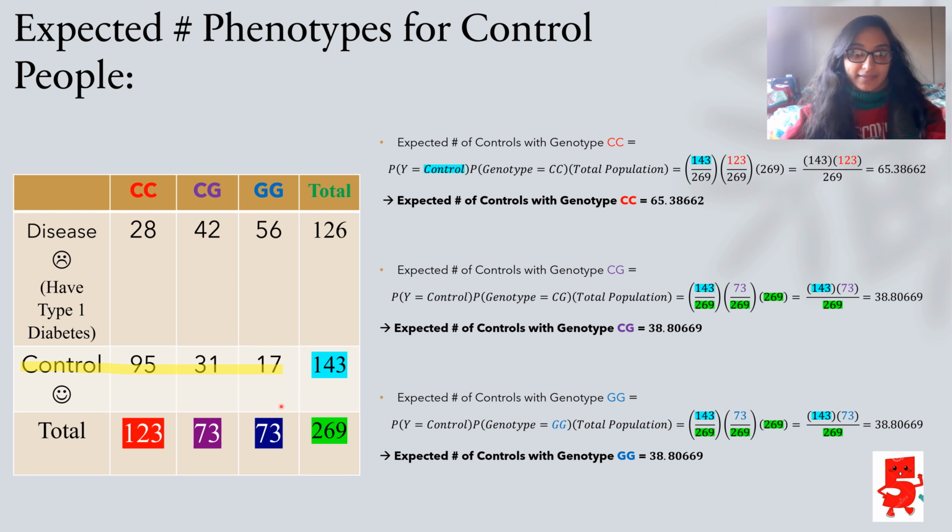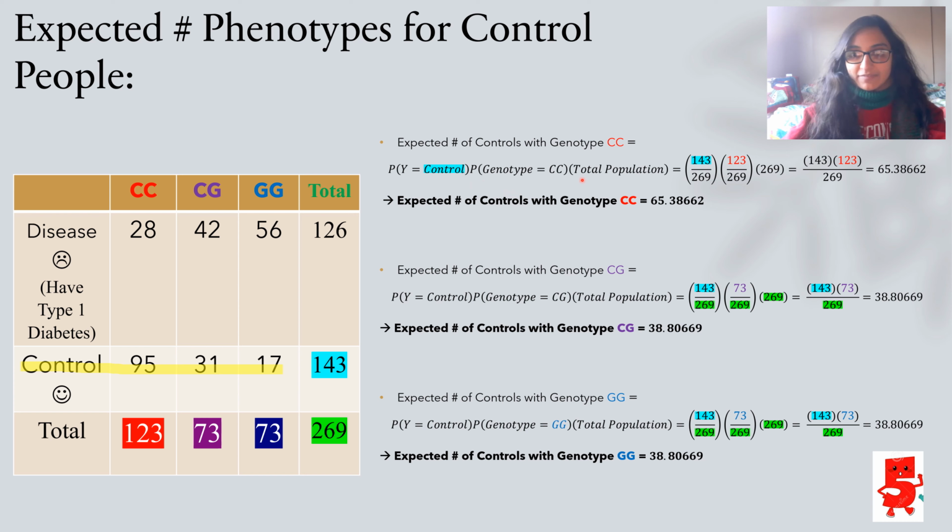But what did we technically expect? For CC, for instance, we have 95 people, but what did we typically expect? We had 123 total individuals with CC, and what we also are observing is that 143 out of 269 individuals do not have type 1 diabetes. So what do we really expect? That's what we're trying to find here. For instance, the expected number of controls with genotype CC. We have the probability of being a control, which is 143 out of 269, 143 over 269.